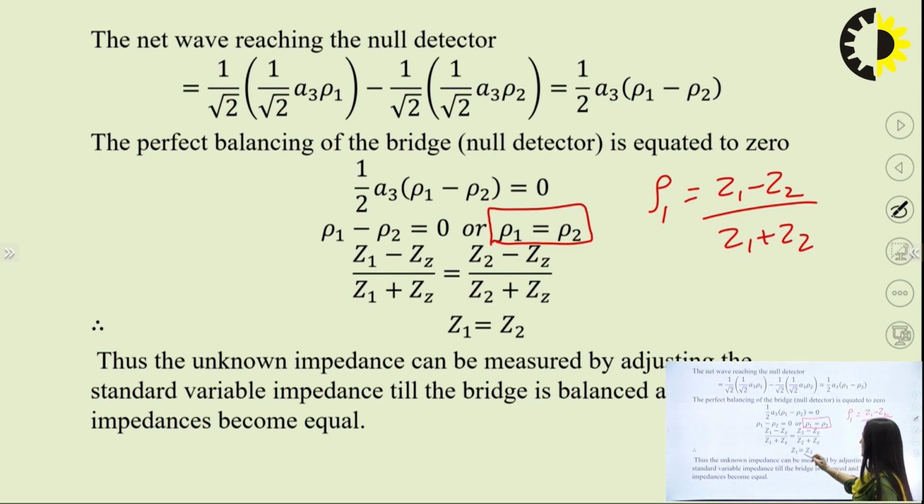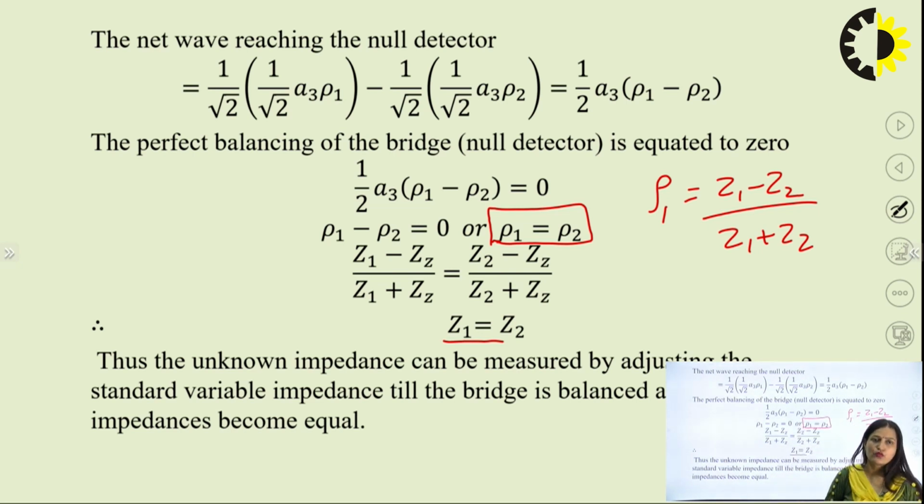So from here we are getting Z1 is equal to Z2. Thus the unknown impedance can be measured by adjusting the standard variable impedance till the bridge is balanced and both impedances become equal. So from this equation, what have we concluded? We have concluded that the values of Z1 and Z2 are the same when your bridge is balanced, right?